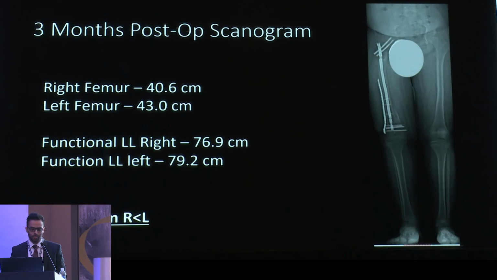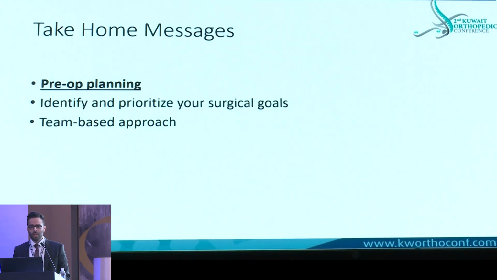So a scanogram at 3 months now shows a discrepancy of approximately 2.3 centimeters, with the right being shorter than the left. The take-home message of this talk is preoperative planning. It has been stressed today more than once. Preoperative planning is extremely essential.